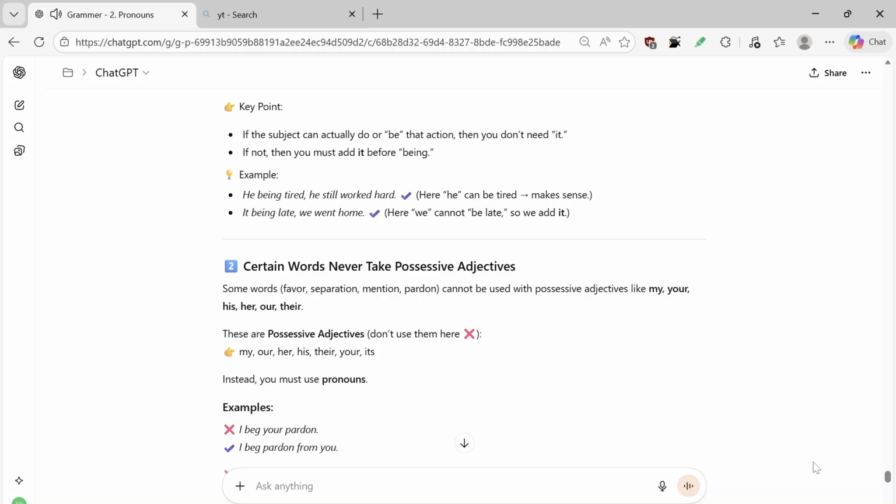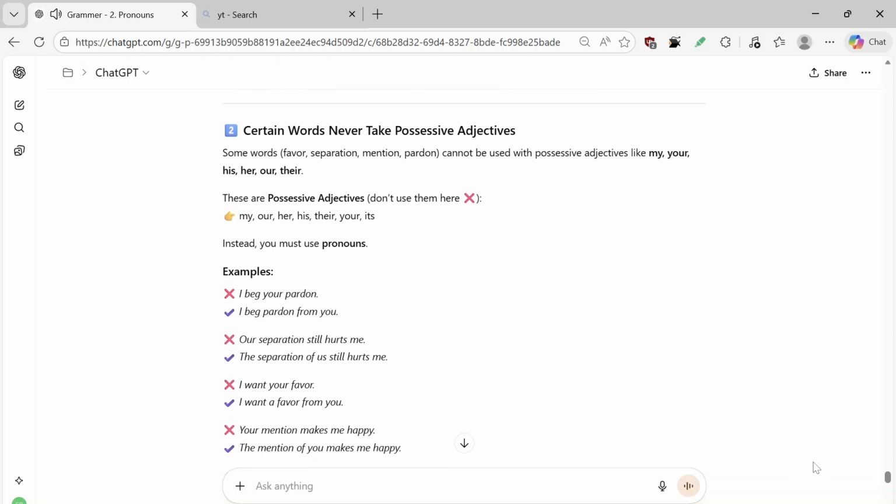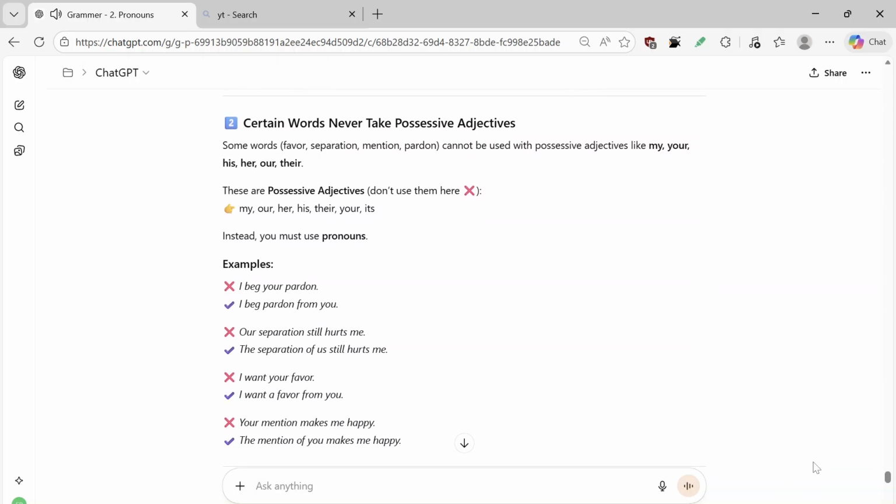Certain words never take possessive adjectives. Some words, favor, separation, mention, pardon, cannot be used with possessive adjectives like my, your, his, her, our, their. These are possessive adjectives. Don't use them here. My, our, her, his, their, your, its.